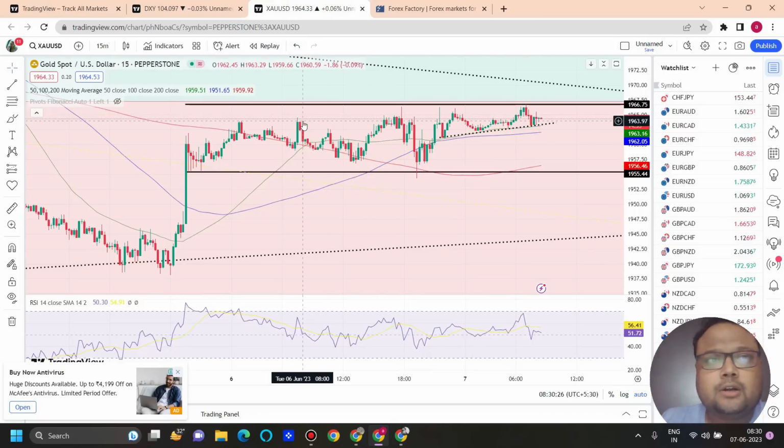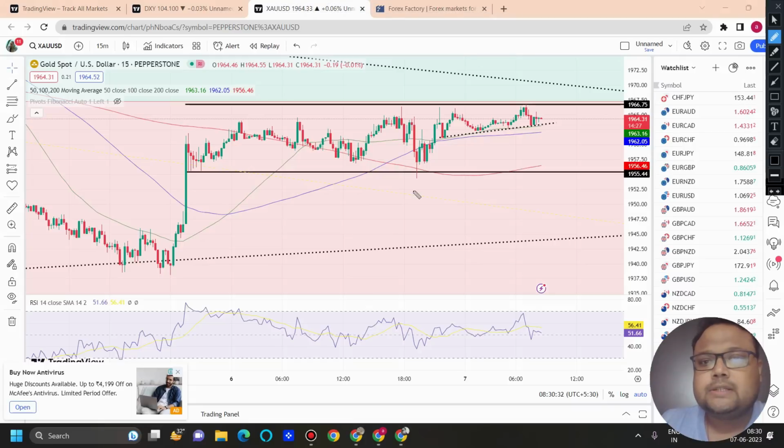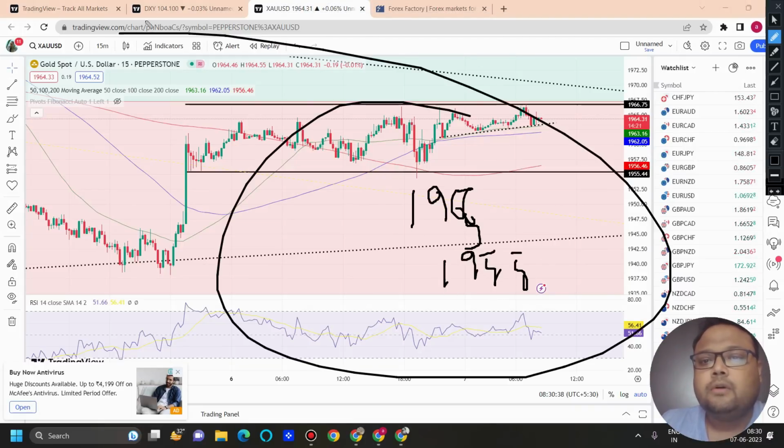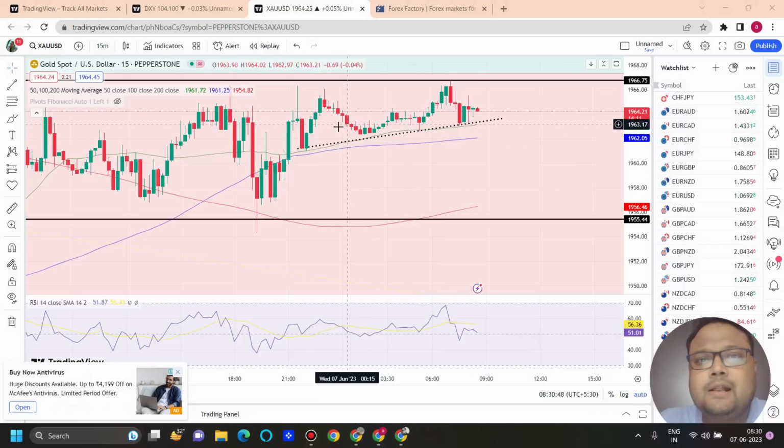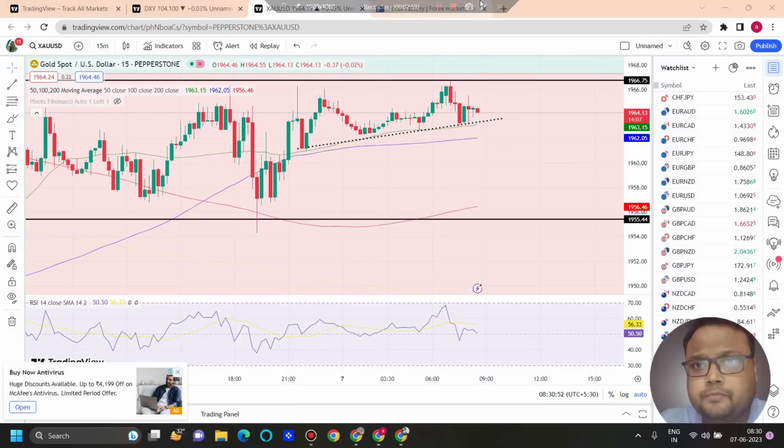And if you look at the chart of gold here, then we can see that gold is still inside the range only. Yesterday we discussed the range of 1965 to 1955 on the chart of gold. Yesterday we got a good opportunity here, but sadly gold is still inside the range only. And if we look at the chart carefully, then we can see that gold is not coming down. This is the 50 minutes time frame.